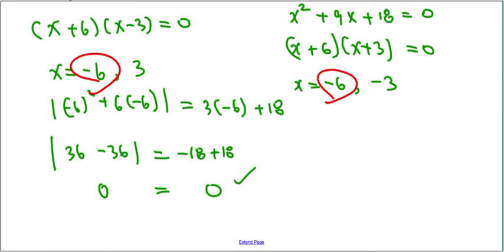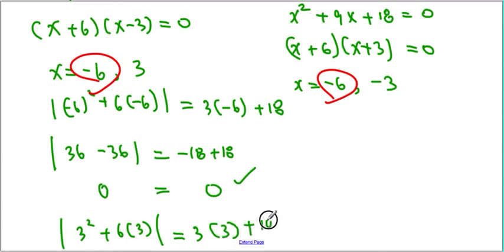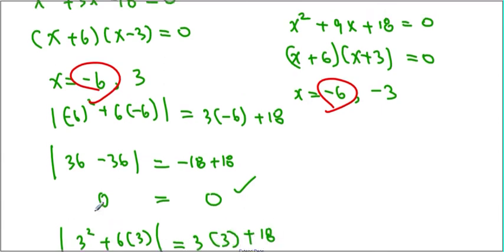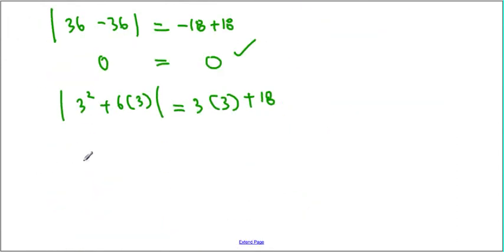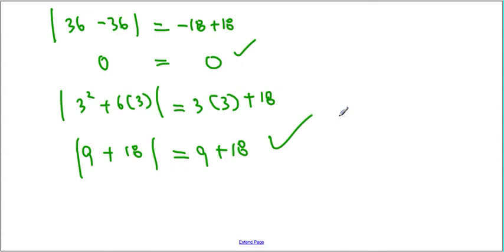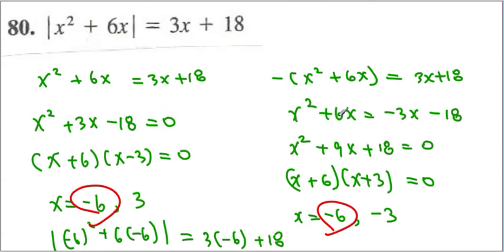Now let's check on 3. 3 squared plus 6 times 3. Is that in fact equal to 3 times 3 plus 18? So in place of x's we put 3. Then here we get 9 plus 18. Is that in fact equal to 9 plus 18? Yes, it is. So that's okay. So both answers were okay. How about negative 3?